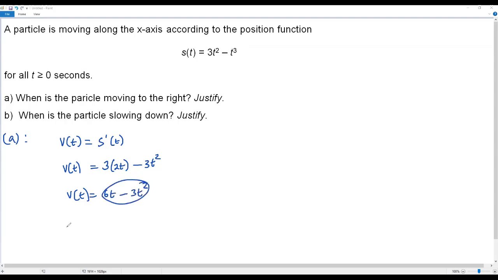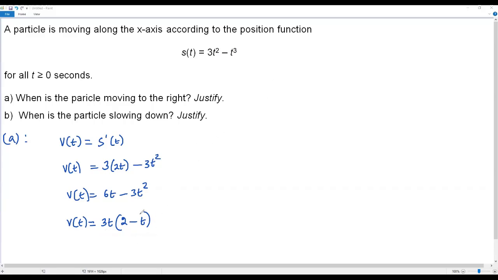Now we can factor this expression. v of t equals... What's the greatest common divisor of these two terms? That is 3t, so we factor 3t out. To get the expression inside the parentheses, I divide both terms by 3t. When I divide 6t by 3t, the t cancels out, and 6 over 3 becomes 2. When I divide 3t squared by 3t, I get just t. So the velocity of the particle in factored form is 3t times (2 minus t).